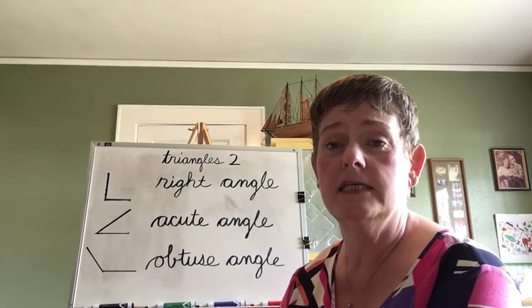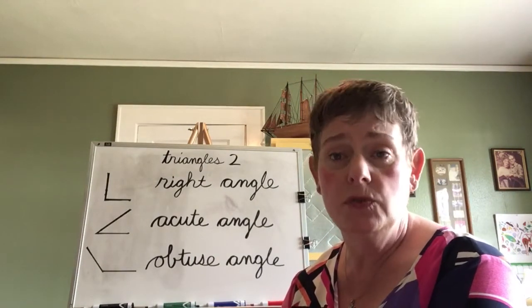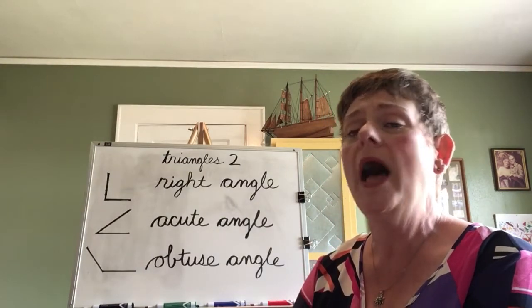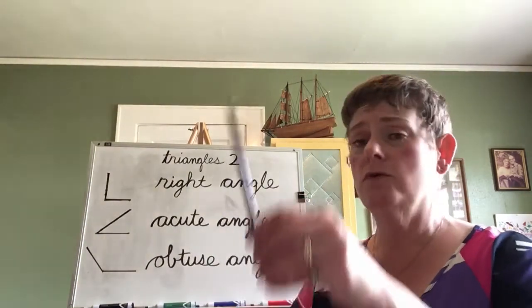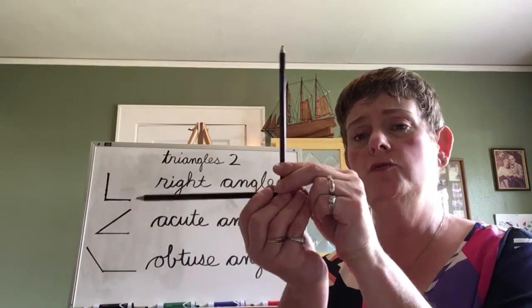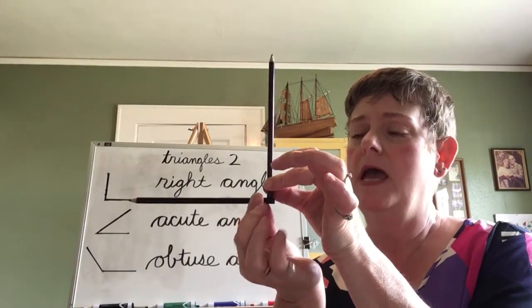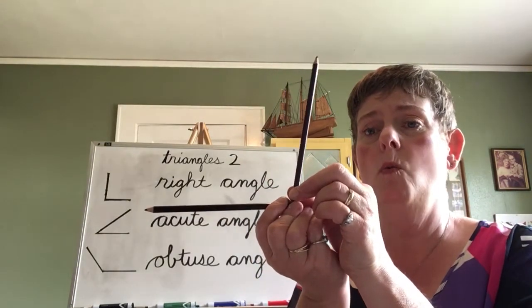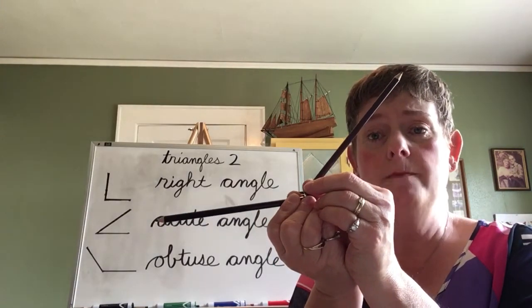Let's look at our last angle, the obtuse angle. An obtuse angle is broader than a right angle. It's wider open than a right angle. Let's go back to the right angle. A vertical line and a horizontal line, two perpendicular lines intersecting gives us a right angle. To make it an obtuse angle, we make it even wider open. We open it up some more. Now we have an obtuse angle.